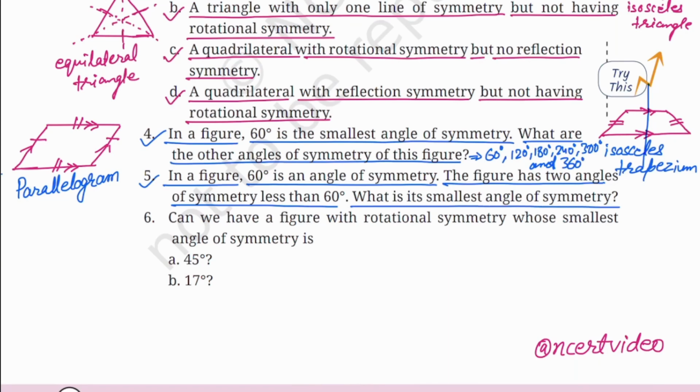Factors of 60 degrees: 30 degrees, 15 degrees, 10 degrees, and so on. Since it is said it has two angles of symmetry less than 60 degrees, the smallest one will be 15 degrees. The answer is 15 degrees.